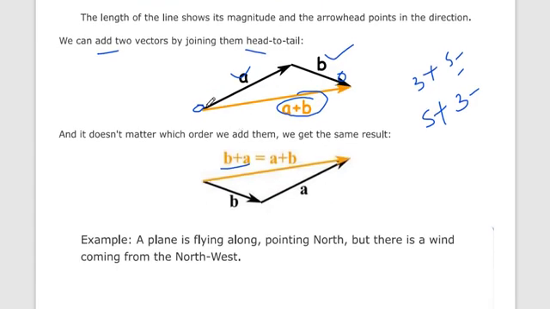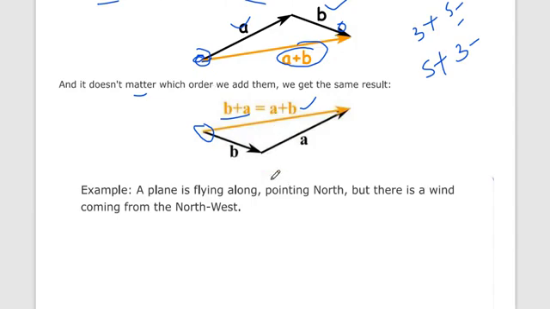Here you can see that we start with the tail of vector a. Here we start with the tail of vector b, but we always get the same answer. So it doesn't matter in which order we add them.